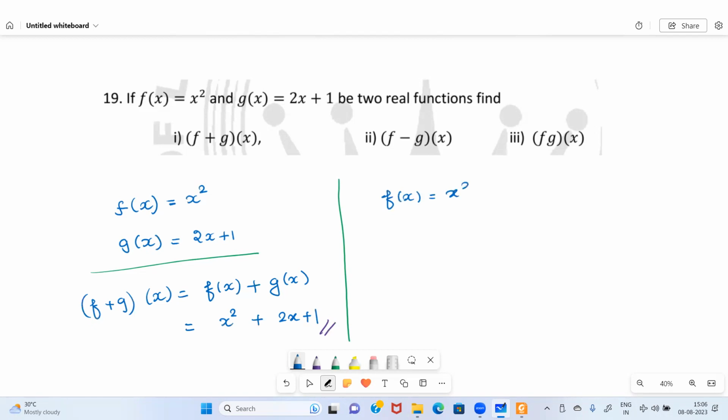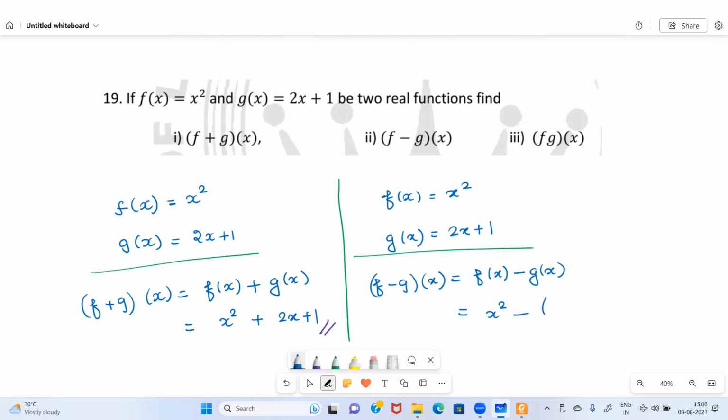Now let's look at, again, f of x is x squared, g of x is 2x plus 1. This is f minus g of x, which will be nothing but f of x minus g of x, which will be equal to f of x is x square, g of x is 2x plus 1. Therefore, the answer is going to be x square minus 2x minus 1. Is that clear, students?